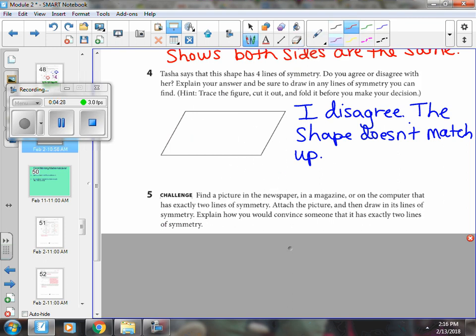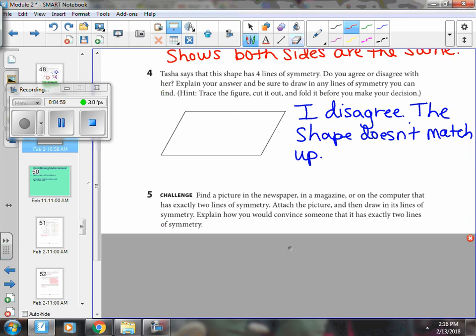Some people might think there's a line of symmetry here. There's a point here, and there's not one there. So that line of symmetry doesn't work. Some people might think there is a line of symmetry diagonally. And I see that there's a point here. There should be a point there, and there is not.